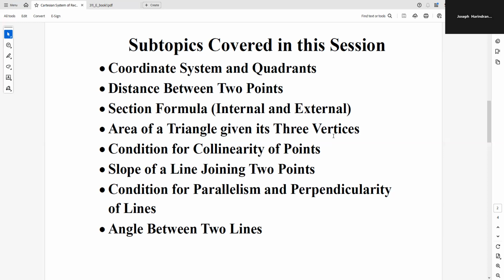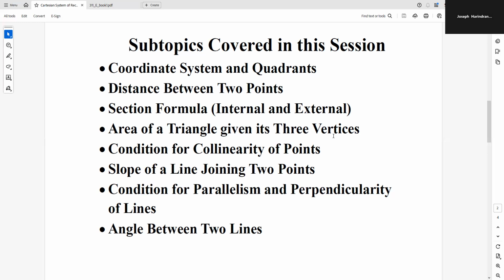Next topic is the slope of a line joining 2 points. There is a formula for that. And then the condition for parallelism and perpendicularity of lines. That means what is the condition for 2 lines being parallel and for 2 lines being perpendicular. Then we have to see the angle between 2 lines. So these are the topics that are going to be covered in this session.